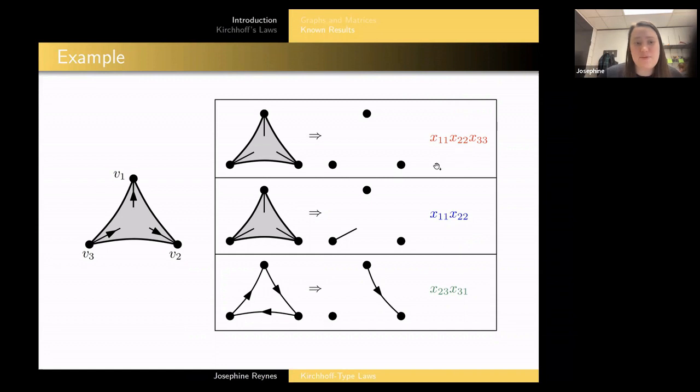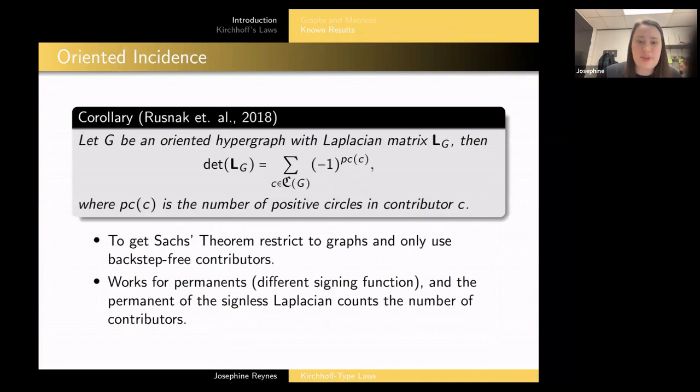So each of these terms is actually counting all of the figures of a specific type. And you can get Sachs's theorem back from this by appropriately, for the adjacency matrix version, setting all x's to x if they are on the diagonal, and all the other x's off the diagonal to 0. You can reclaim Sachs's theorem from this.